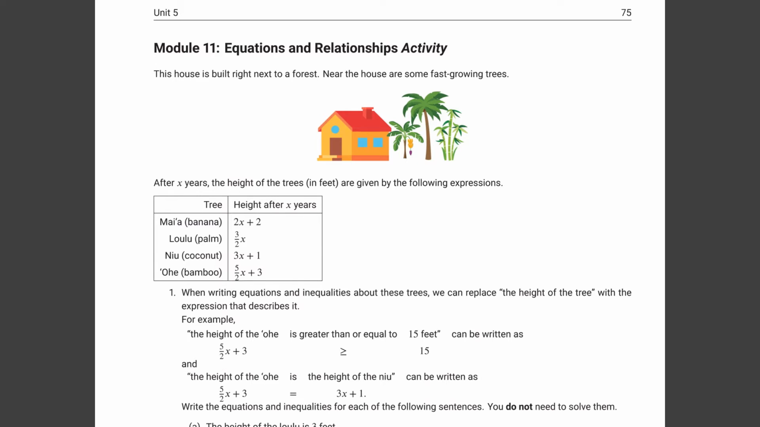Part 1 asks us to translate some statements from English to the language of mathematics by writing them as equations and inequalities. For example, let's consider the following statement. The height of the Ohe is greater than or equal to 15 feet. Well, the height of the Ohe is 5/2 times x plus 3. So we can replace the height of the Ohe with 5/2 times x plus 3. Then we can replace the statement is greater than or equal to 15 feet with the greater than or equal to sign and the number 15.